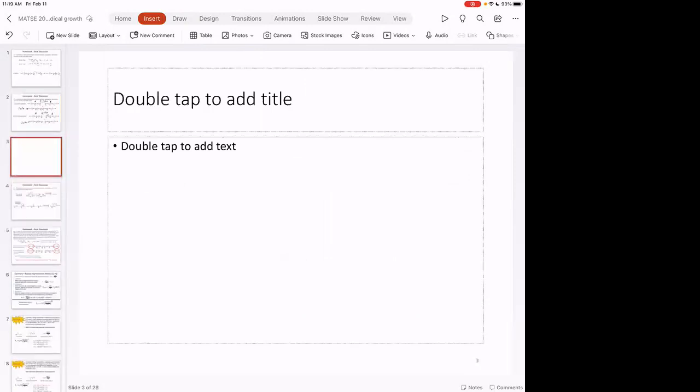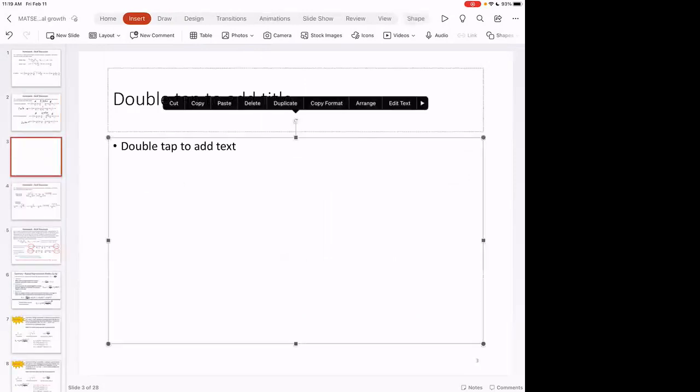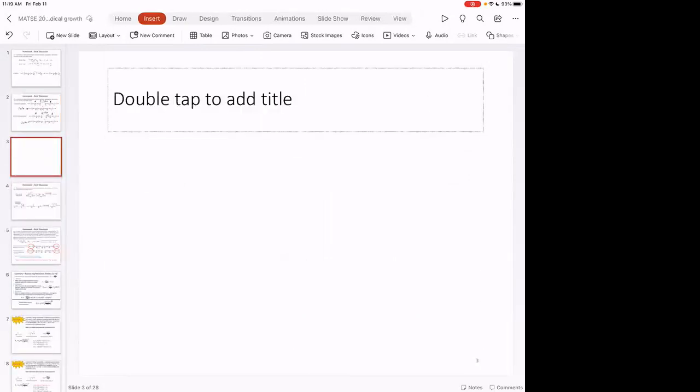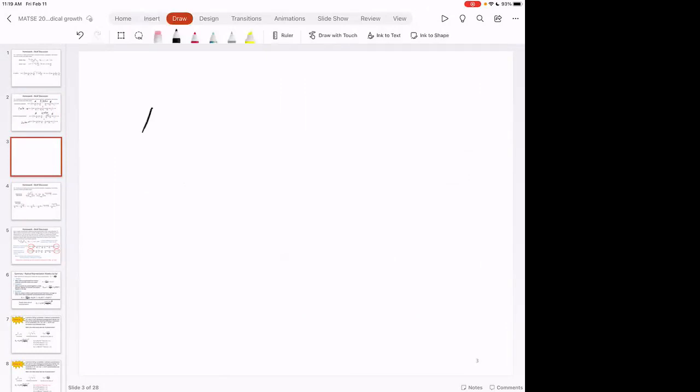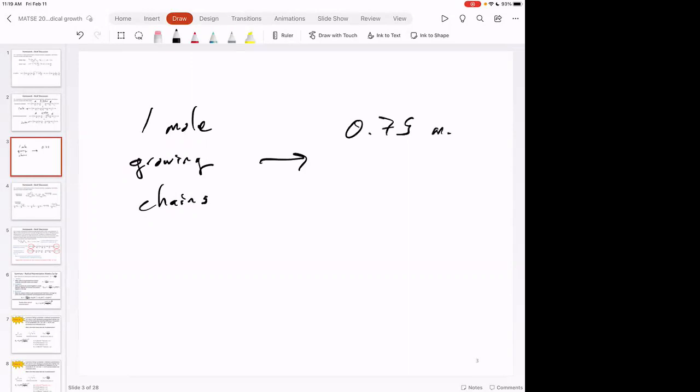Because I did this problem yesterday by myself. I don't often do the PLAs, but I don't mind doing them to answer the questions. So I start off with 1 mole of growing chains. And so my chains are growing and they're going to terminate. And I wind up with 0.75 moles of terminated chains.